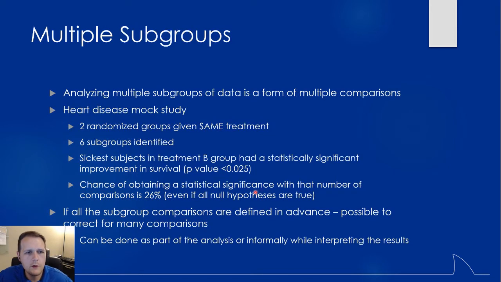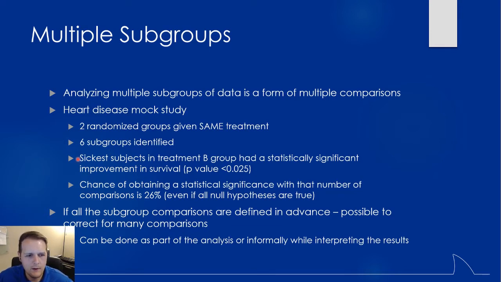So another way this happens is with multiple subgroups, right? By slicing and dicing the same group of people and looking at them from different standpoints, you could really lead yourself to the same errors of multiple comparisons. So imagine we had a heart disease mock study. We had 2 randomized groups. They were given the same treatment, and then we identified, say, 6 subgroups, right? So maybe people who'd had heart disease before, or black versus white subjects, or male versus female, whatever kind of subgroups you can think of.